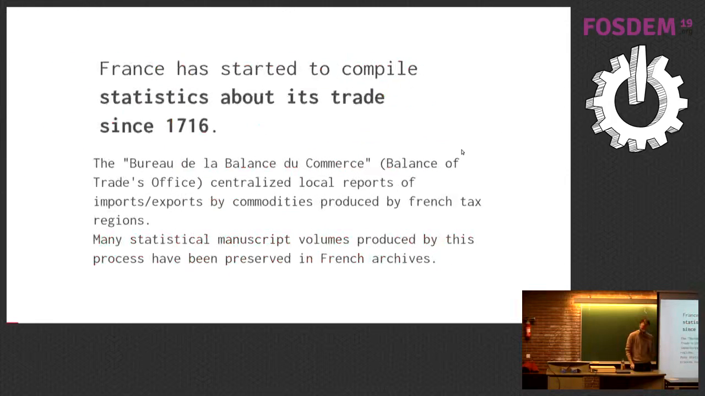First, I will tell you what 18th century French trade is and what is interesting about it. France, as a state, started to compile statistics about its trade since 1716. The Bureau de la Balance du Commerce did that. This is the organization that wrote reports about imports and exports of commodities from or to France from foreign regions. In many different French archives, we can find those archival volumes, which describe trade at that time.